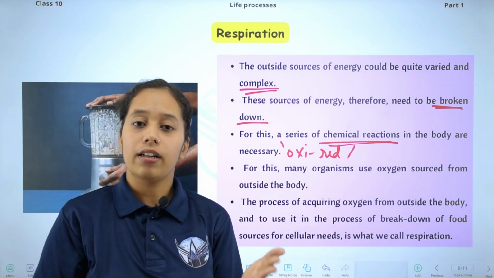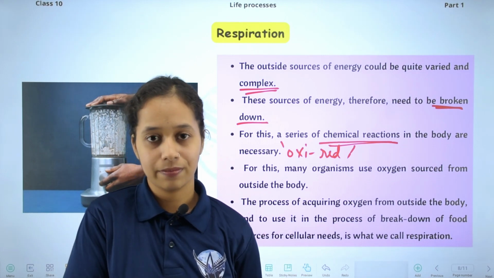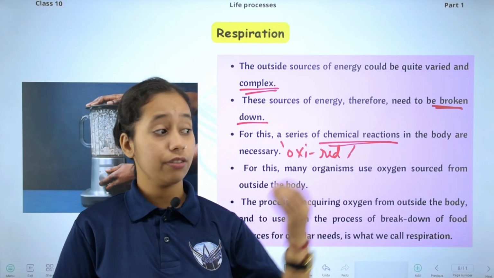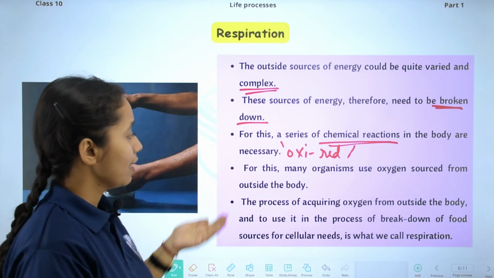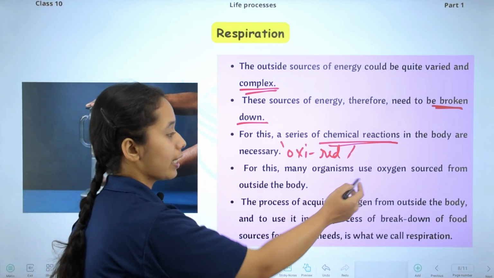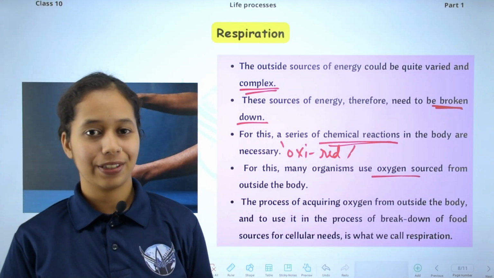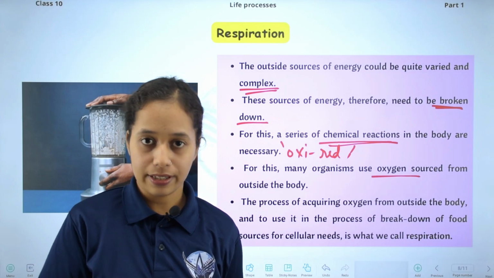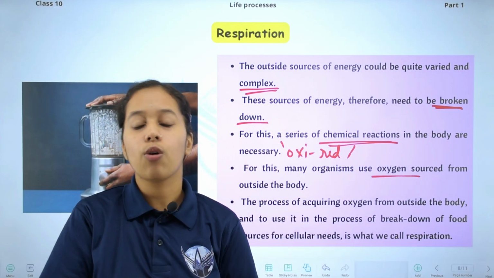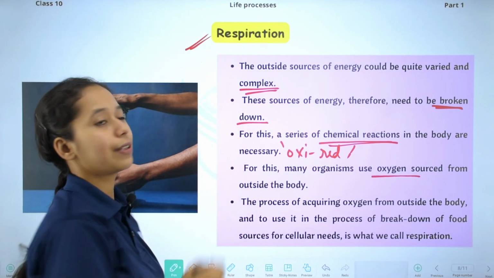And for these chemical reactions to take place, our body needs oxygen. And again, oxygen is not always there inside our body. We need to get this oxygen from outside the body. For the chemical reactions to take place, many organisms use oxygen sources from outside the body. So now we need a process by which we take oxygen from outside the body and break down complex substances. And this process is known as respiration.